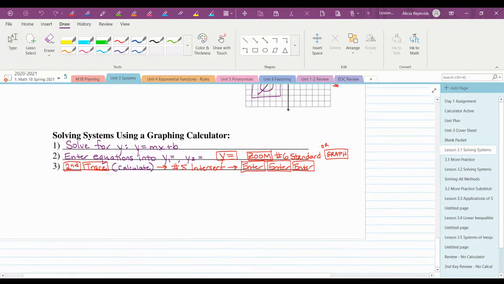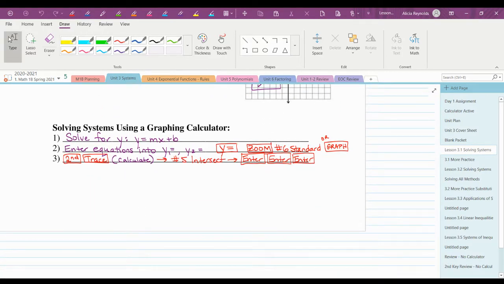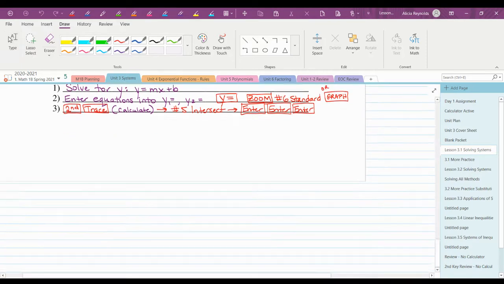If we're solving these using a graphing calculator, so here are the steps that I mentioned before. So we'll make sure that we have our equation solved for y to type them into y1 and y2. We'll click zoom number 6 for a standard view, or we can just go to our graph. And then to find the intersection, we'll do second trace, which will take us to the calculate menu. Number 5 will give us our intersection, and we'll need to hit enter 3 times, and then it will give us our x and y values at the bottom of the screen.